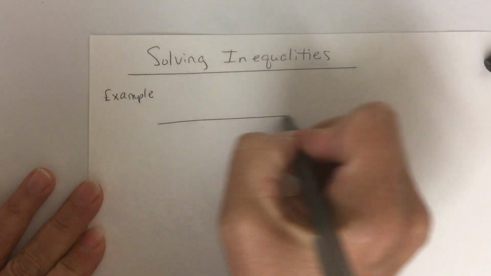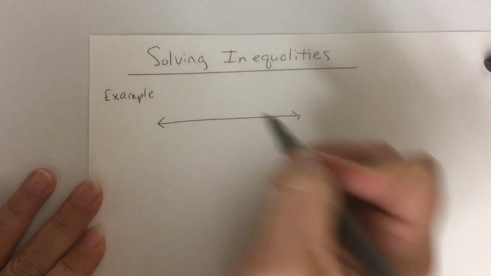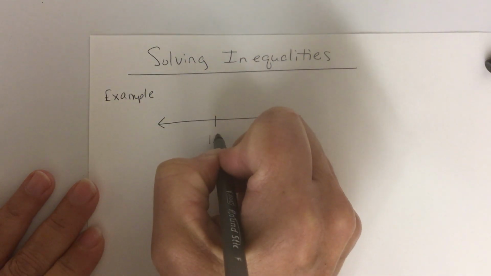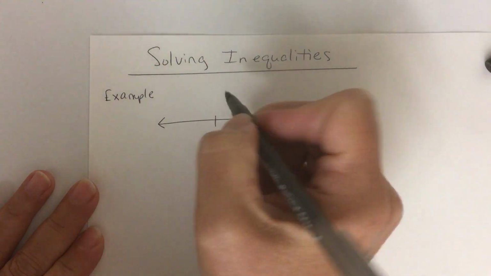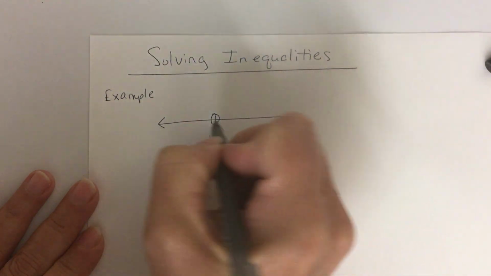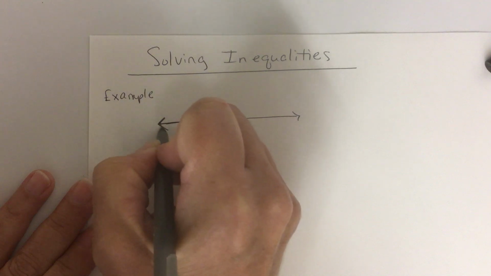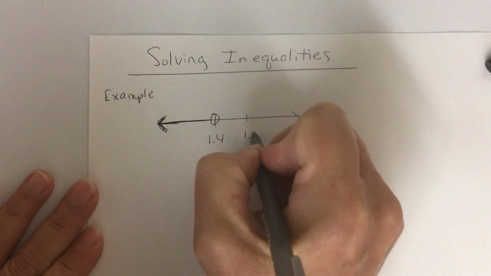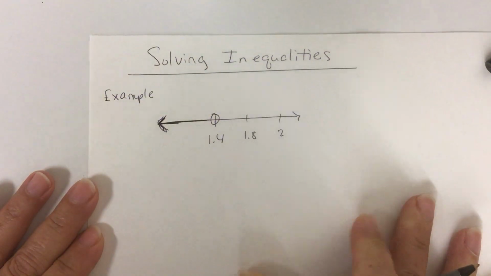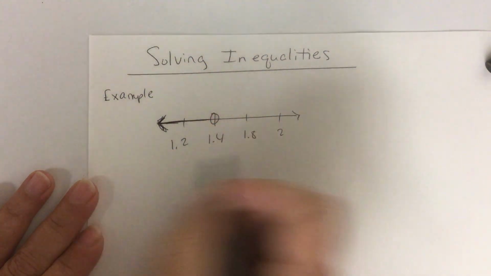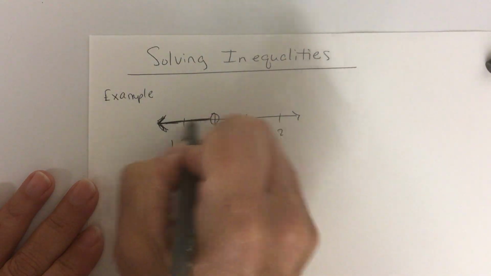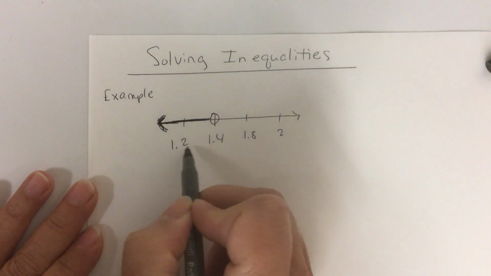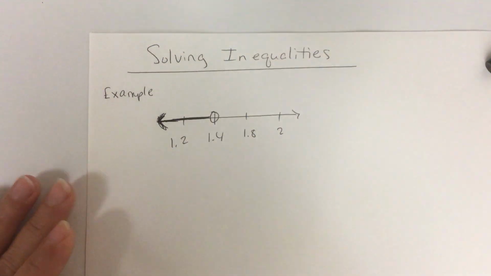So I may give you a picture of a number line and show you that we have a 1.4 here with an open circle on it and shaded to the left. So, here would be 1.8, there would be 2, and so on. Here would be 1.2, etc. So, this means all of the numbers smaller than 1.4 are included in this set.